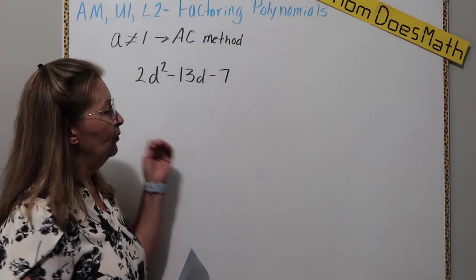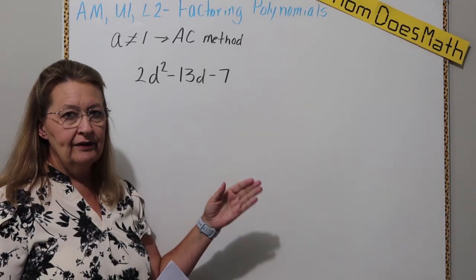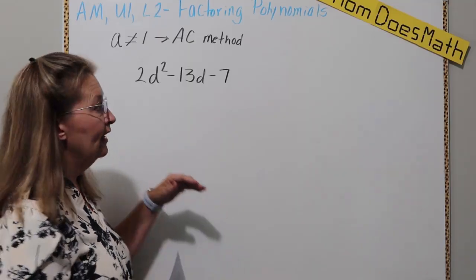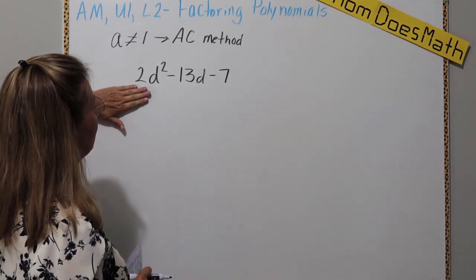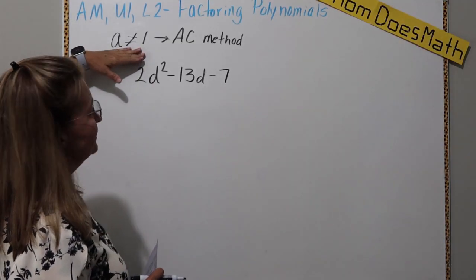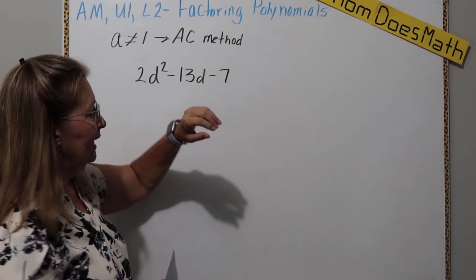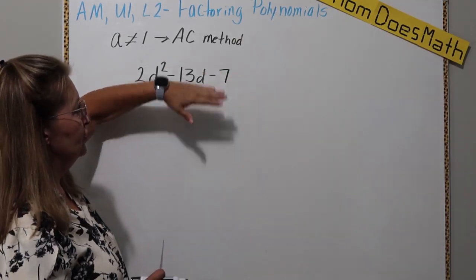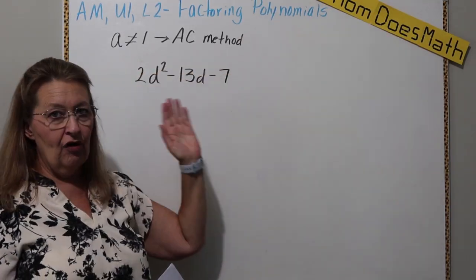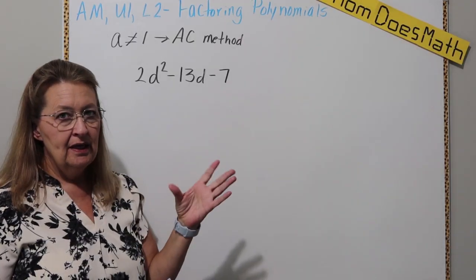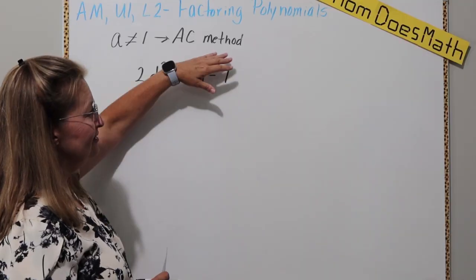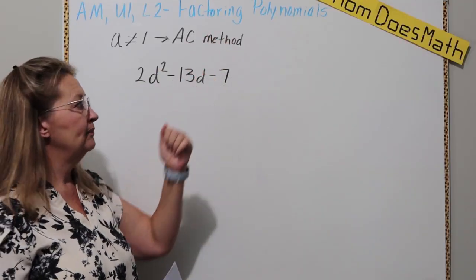Okay, let's wrap it up now. We're going to look at the other kind of trinomial. And by the other kind, I mean where you have a coefficient in front of your quadratic term. So this is the one that is the a not equal to 1. And the method I'm going to show you is the AC method. There are other methods. There's trial and error, there's slip and slide, there's multiple ones. This is the one that just makes the most sense to me.